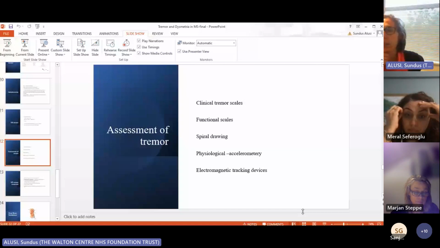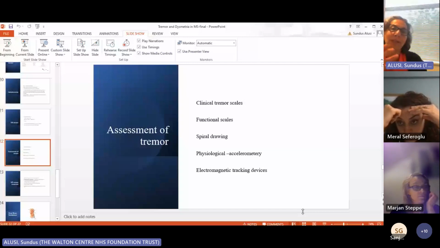Then there are functional scales. So it's okay for us clinicians to say, okay, this person's trauma is mild, it's only 3 out of 10. And we often say that. And patients get very upset about that because they will say, well, to you it's 3 out of 10. To me, it's 10 out of 10 because I can't even lift a cup without spilling it.